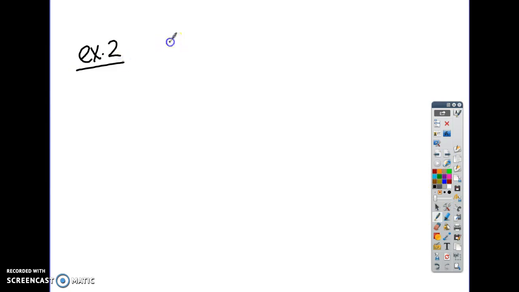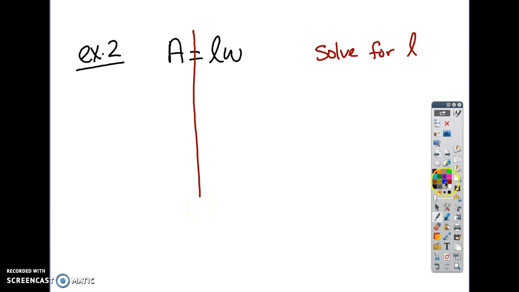All right, let's do another example. We're going to do A equals LW, and I want to solve for L. Draw your table, see, do. This one's going to be easy because it's just one step. I want the L by itself. What is the L doing right now? What's happening to the L? It's being multiplied by W.